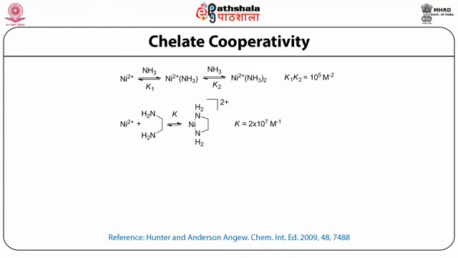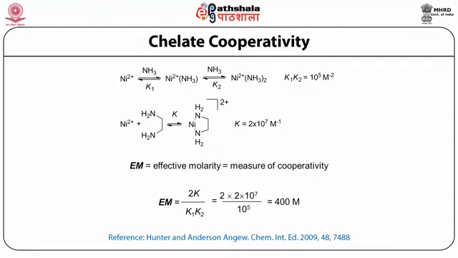So two orders of magnitude higher. Then we can define a term called effective molarity, which is a measure of cooperativity. When we take the ratio of both the systems, we see that the value is around 400 molar. So the effective molarity is the measure of cooperativity, and it is very important in supramolecular systems to predict whether there is an effect of chelate cooperativity or not.